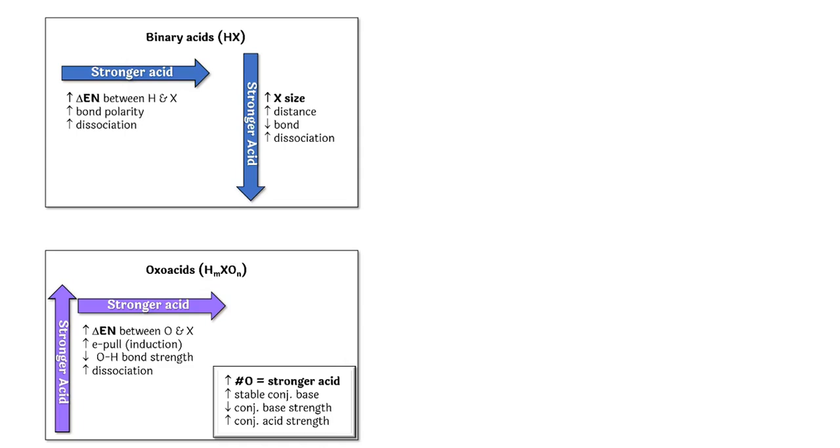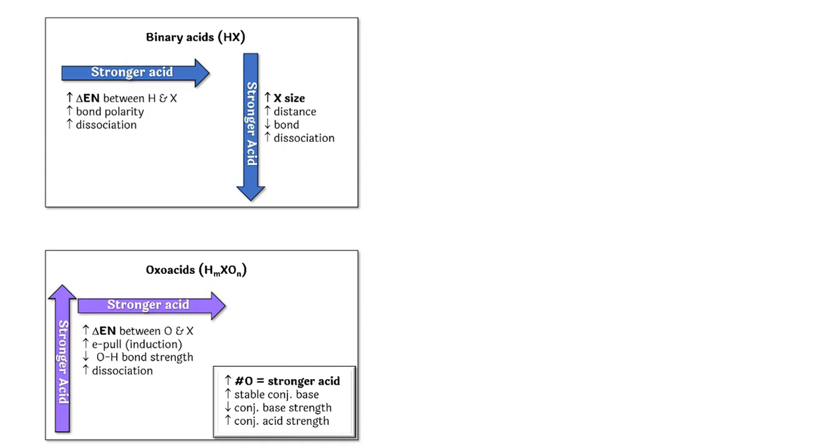The other trend we see with oxoacids is related to the oxidation state of the central atom. If the number of oxygens increases, then the oxidation state increases. If the only difference in an oxoacid for the same central atom X is the number of oxygens, then a greater number of oxygens leads to a stronger acid.